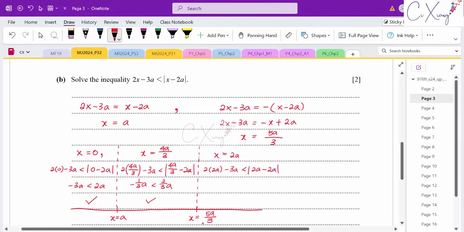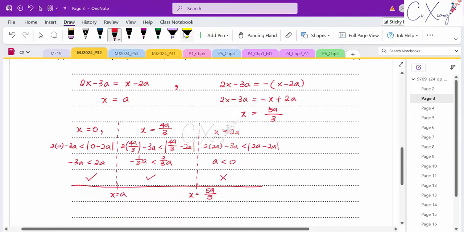Okay, so if you substitute it and simplify, you will be having a smaller than 0. For here, you know that a is a positive value. So positive value smaller than 0, it is not a correct inequality. So you put a cross here. So after you go through the steps and check, you realize that the part of the x with the correct inequality is this whole part here.